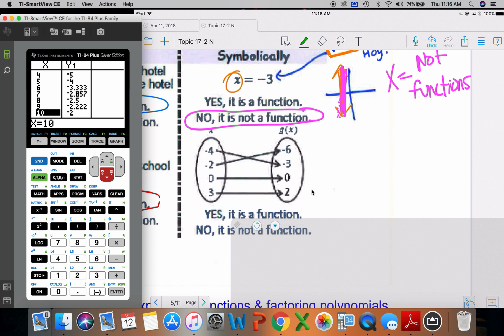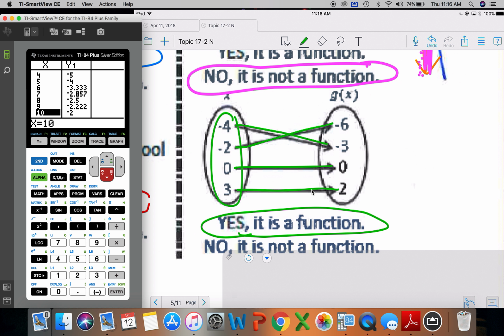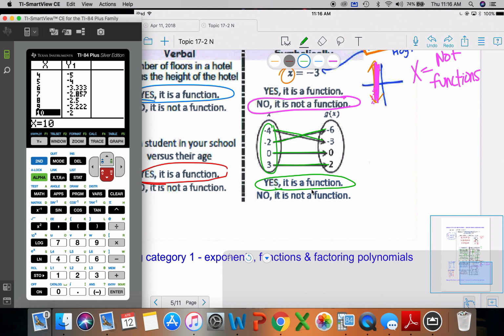On the bottom, we're given a mapping. Remember that with mapping, your x's map to your y's, and so if you have a -4 going here, -2 going here, 0 going here, and 3 going here, none of your x values have repeated, so it is a function. Now, if you had 2 arrows coming from the same x value, that would not be a function. That would be a problem, but we don't have that, so this is a function.